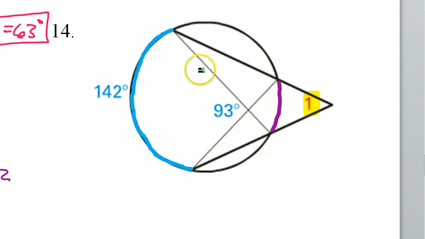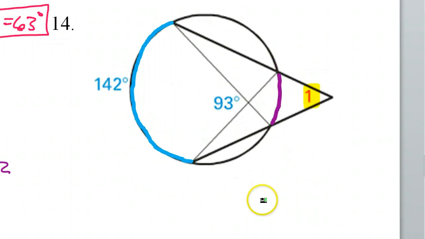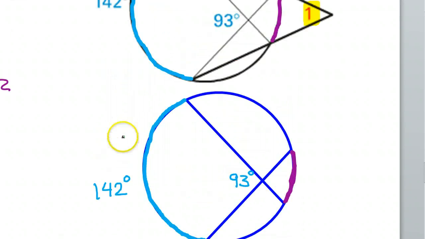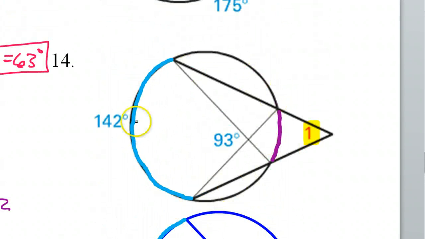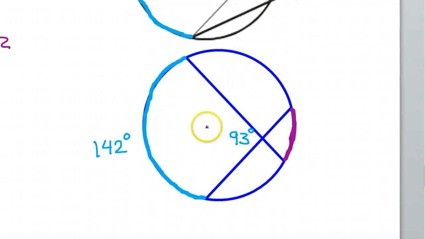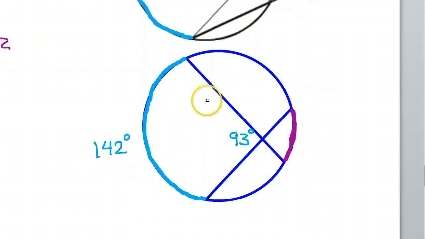So we have to abandon this problem for a minute and do a little side problem to find the missing arc. And here's the side problem. Alright, look what I did here. I just recopied this same picture. Okay, see the crossing lines, and we have the big arc and the small arc. I just recopied that. All I did was I took out the angle, because the angle is irrelevant for this part of the problem.